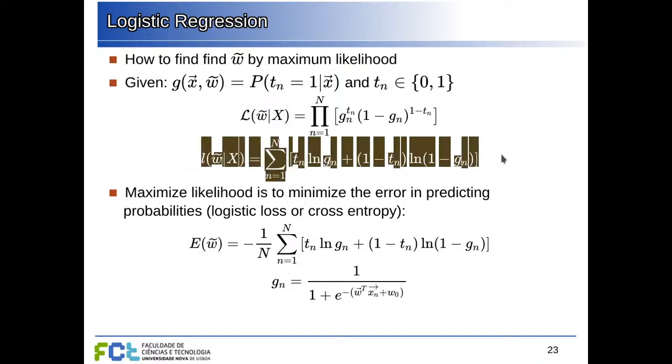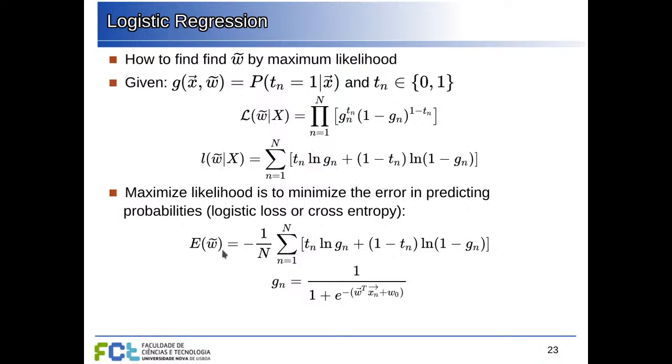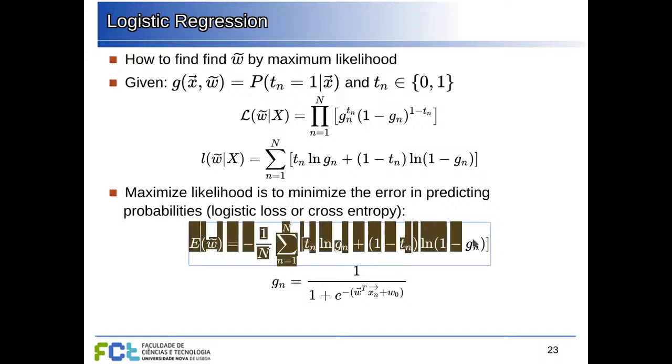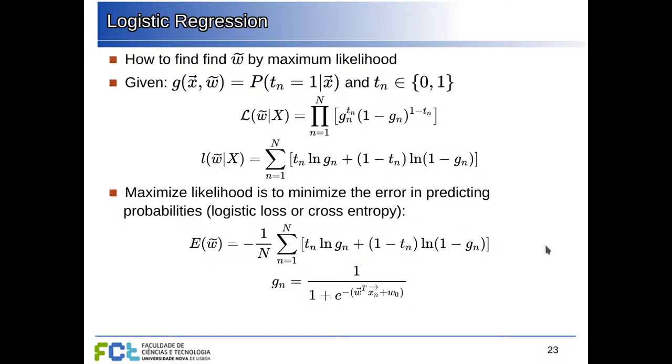maximizing the likelihood is the same as minimizing the logistic loss or the cross entropy. So basically the error in predicting the probabilities. We can change the sign here and if we divide by the number of points, instead of getting a sum, we get an average, but the expression is the same. And so this is the logistic loss, and it will be the function that we're going to minimize.